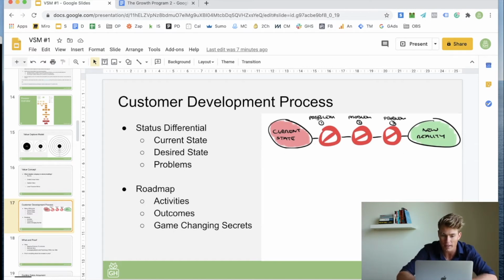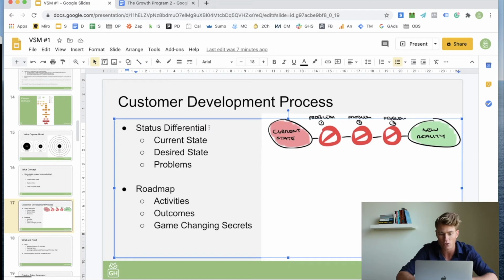Okay, so that is the first part, and the reason this is called status differential is because if we can establish that if people want to buy something, they're going to have to change their behavior, and to change behavior there needs to be a big differential between where they are and where they want to get to. Okay, so that is very important.